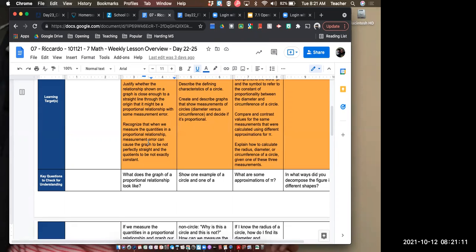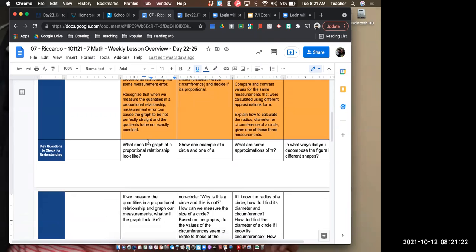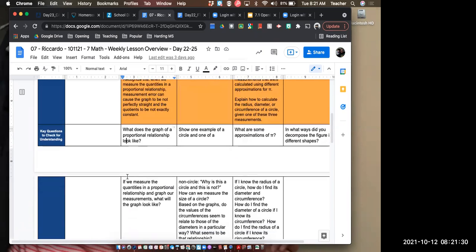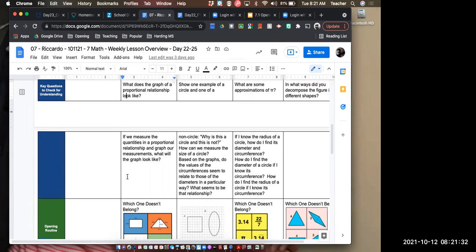You know me, accuracy is not necessarily the greatest thing so long as you understand the concept of it and the relationship between it and the other components. Key questions: what does a graph of a proportional relationship look like? Easy. It looks like a straight line going through the origin. If we measure the quantities in a proportional relationship in our graphs and measurements, what will the graph look like? It'll look like y over x equals k, or y equals k times x, where the graph goes through the origin.